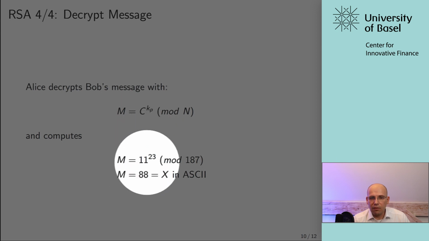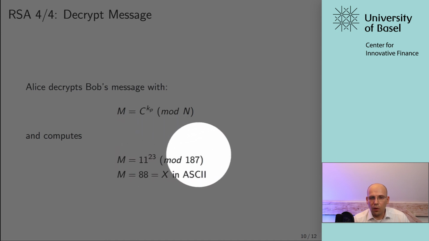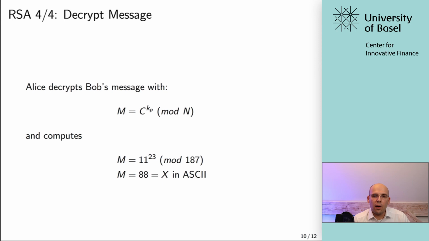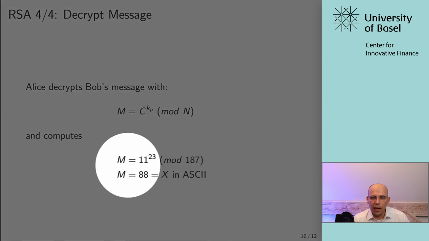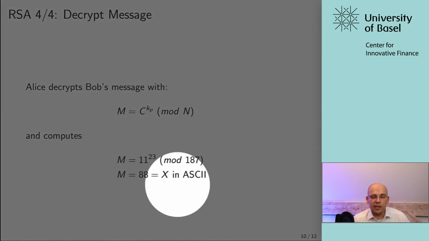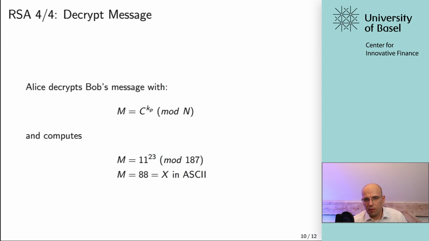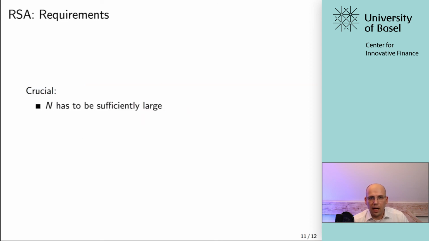M equals 11 to the power of 23, mod 187, and in our case, this would be 88, which is X in ASCII. So basically what we started with. We just decode it from the number to the text again in ASCII to end up with the message, and the message was X, as you know. Good.